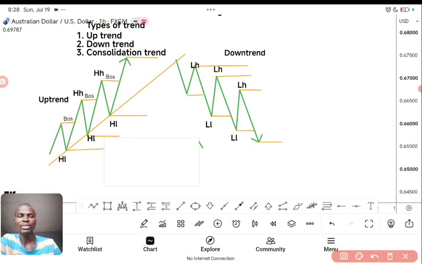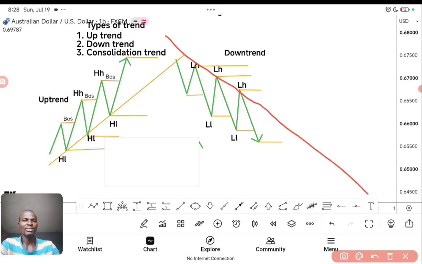And one of the criteria to know if the trend is in a downtrend is when you pick your trend line and it slants to the downside. It means the market is in the downtrend.